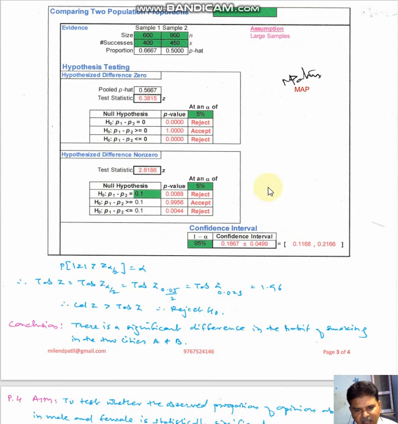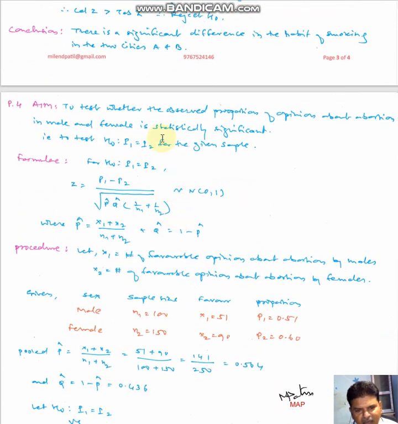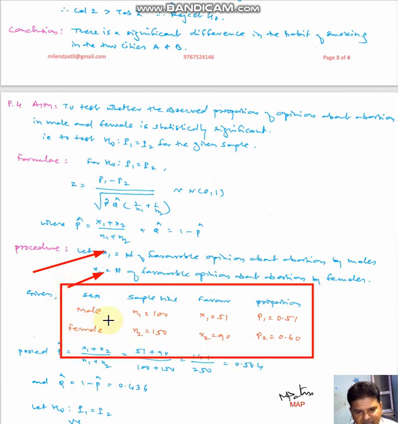In the last example, example number 4, whether the observed proportion of opinion about abortion in male and female is statistically significant or not. What we are getting? So we know the values of x1 and x2, n1 and n2. x1 is number of favorable opinion about abortion by males. And x2 is number of favorable opinion about abortion by females. See, all these things are mentioned here. How many males are there? Sample size is there. Favorable proportion.